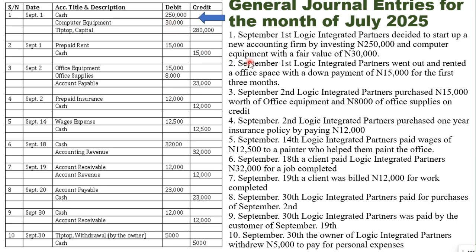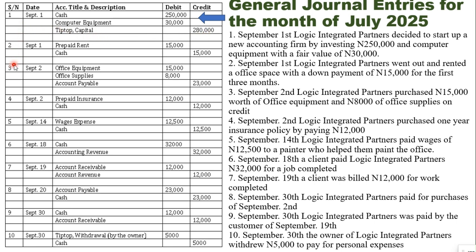So the company now has a total capital of 280,000. So we add up the 250 plus 30 and credit the capital account. So we are going to create a capital account, which is the total capital of the company, and we credit 280,000 naira. So this is the interpretation for the first transaction.